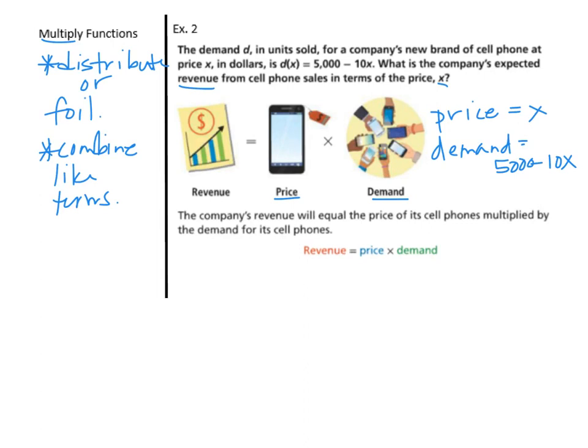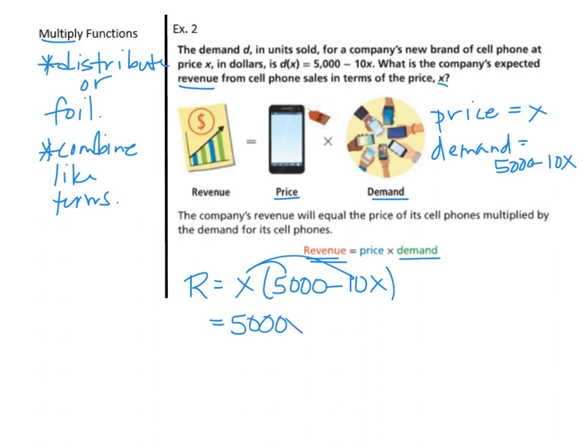If we want to figure out the revenue, we're going to multiply the price and demand together. We'll start off R equals for revenue, price, which is x, times demand, which is 5,000 minus 10x. To figure out a simplified form for the revenue, distribute the x in, and that would be 5,000x minus 10x squared. What we could do then is figure out for a given price of the cell phone, what would be the company's revenue.